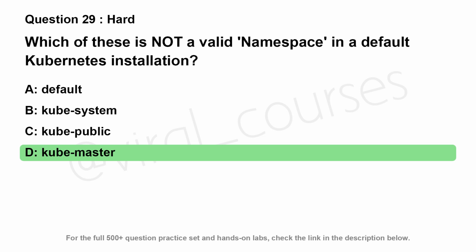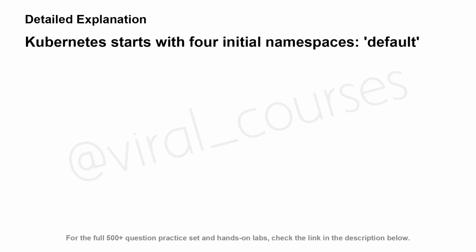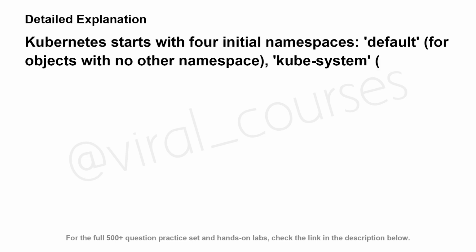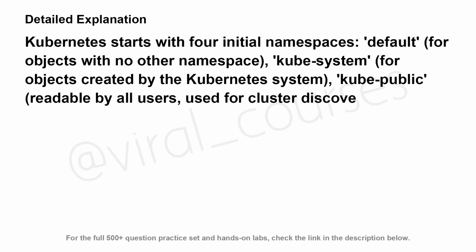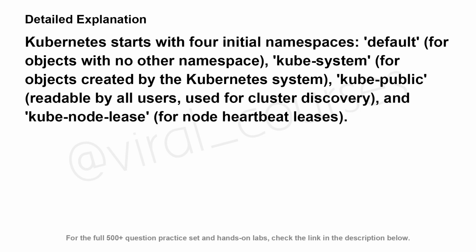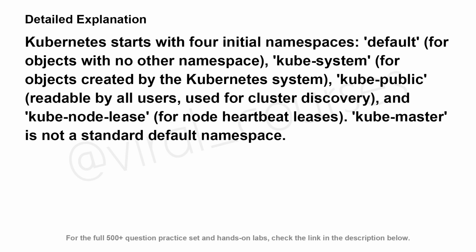The correct answer is D. Kubernetes starts with 4 initial namespaces. default, for objects with no other namespace. kube-system, for objects created by the Kubernetes system. kube-public, readable by all users and used for cluster discovery. And kube-node-lease, for node heartbeat leases. kube-master is not a standard default namespace.